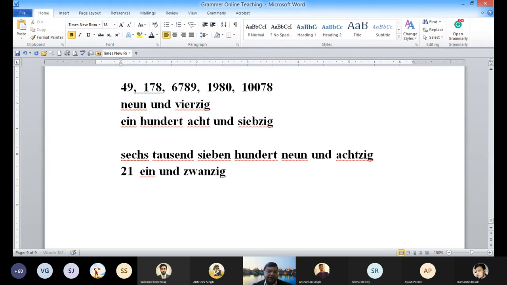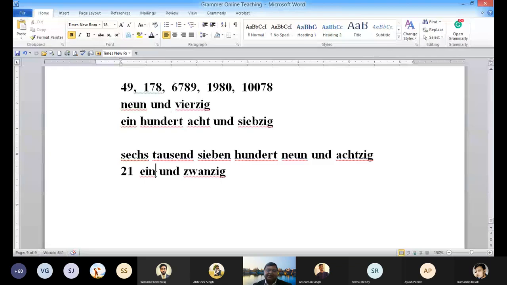Please remember, if you are just reading 1, the spelling is eins. But if you are putting it in combination with other numbers like 21, 31, 41, 51, etc., then the spelling will not be eins, but simply ein. So for some numbers, you have to be careful related to spelling. As I mentioned earlier, this eins is 1, but if it is coming in 21, then ein und 20 is 21, ein und 30 is 31, ein und 40 is 41.